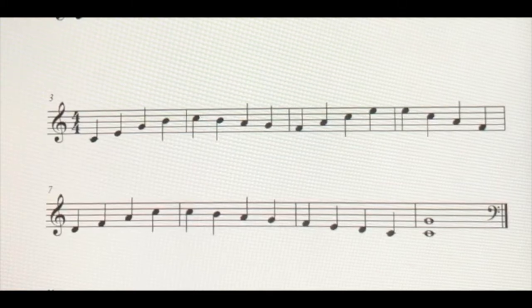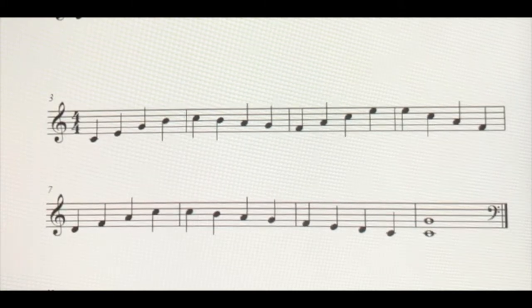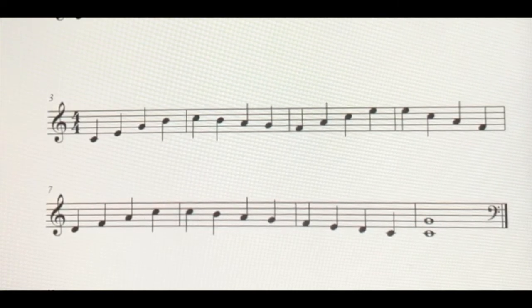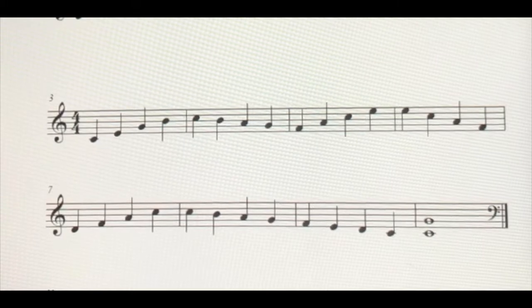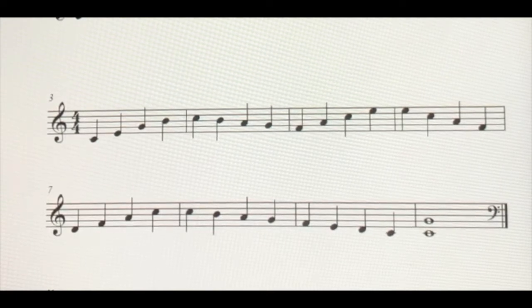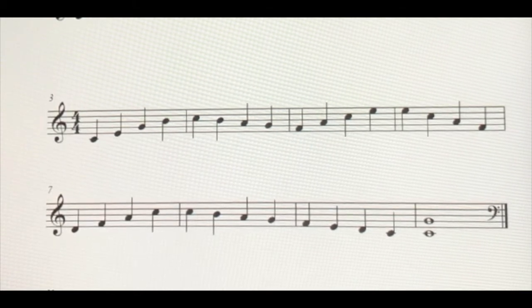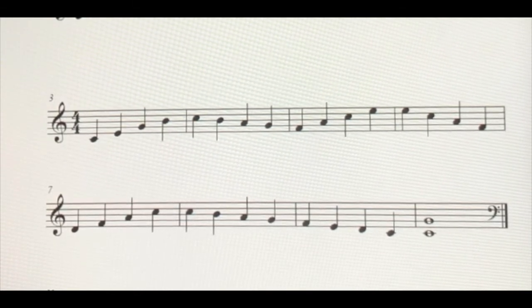C, E, G, B, C, B, A, G, F, A, C, E, E, C, A, F, D, F, A, C, C, B, A, G, F, E, D, C, C and G.